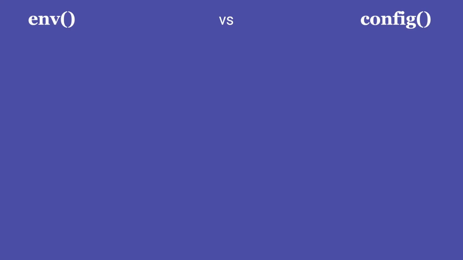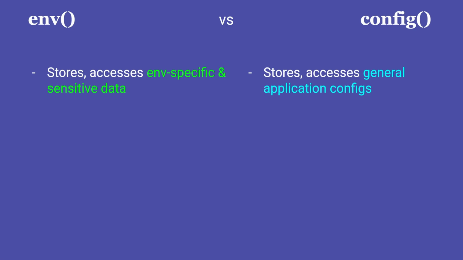Now, let's dive into the key differences between env and config. env is primarily used for accessing environment-specific and sensitive information, while config is used to access general application configurations. env retrieves values from the .env file, while config retrieves values from configuration files located in a config folder.